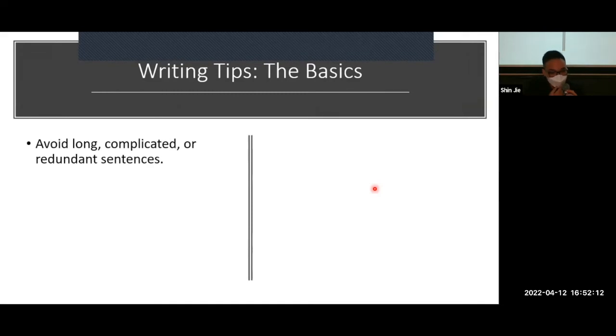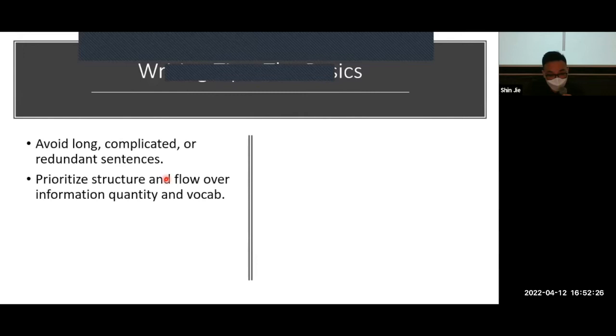So that's the basics. Let's start with the basics first. You avoid long, complicated, or redundant sentences. I think this is very common. You try to make your text simple to understand. You should prioritize structure and information flow over the quantity of information or vocabulary. So you don't need fancy words. You don't need to include a study every time you see it. Try to prioritize the structure and flow.